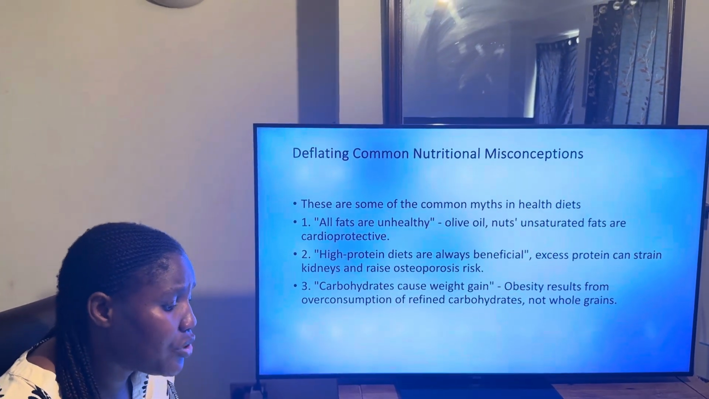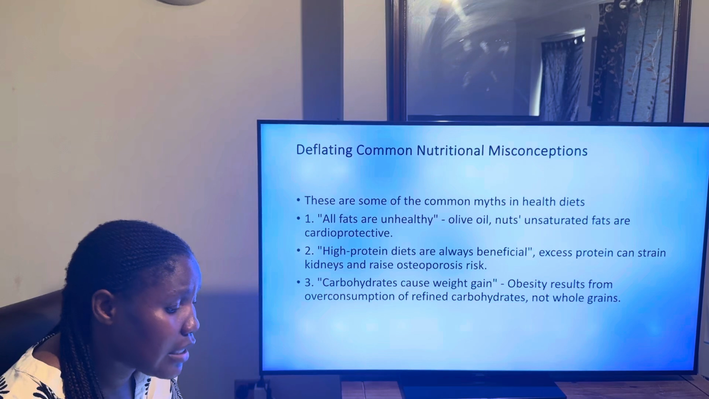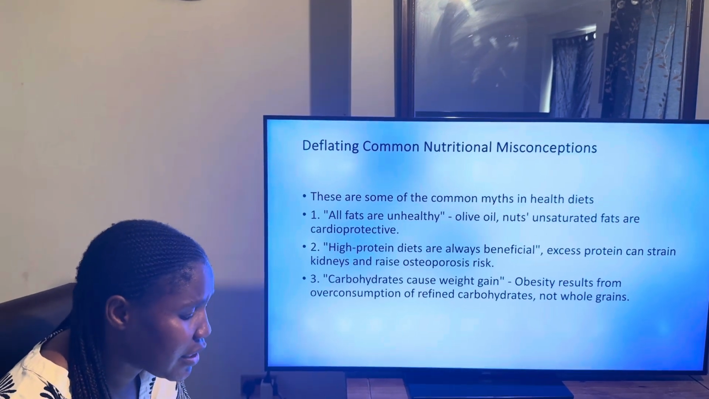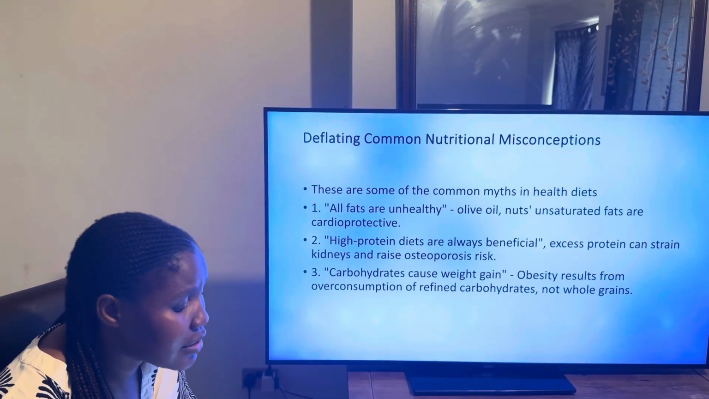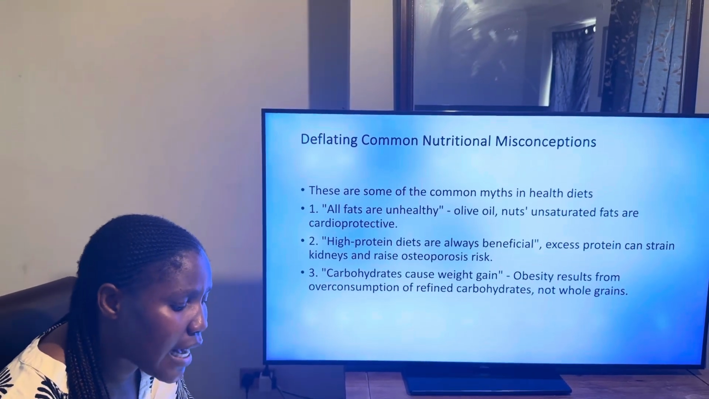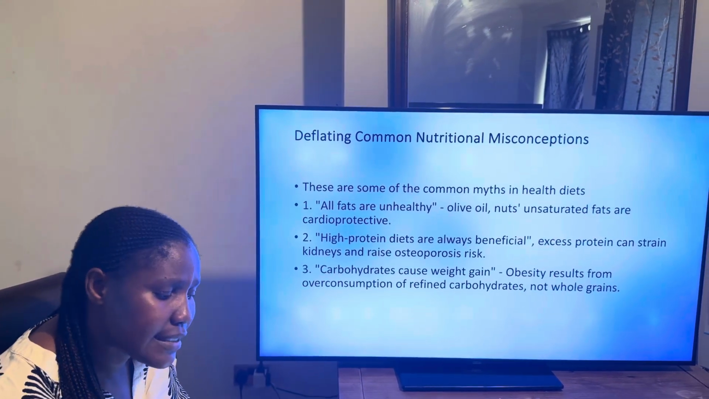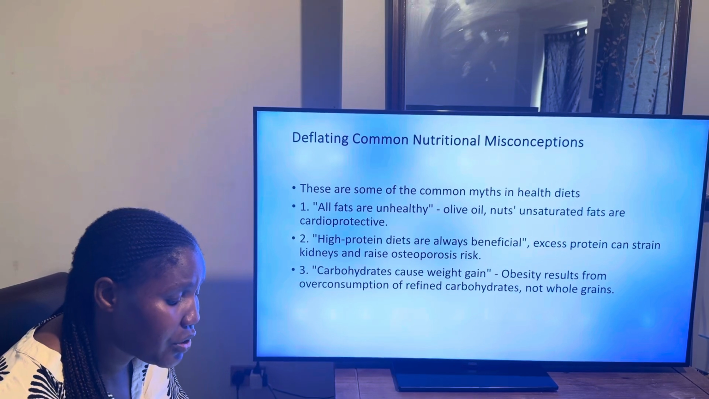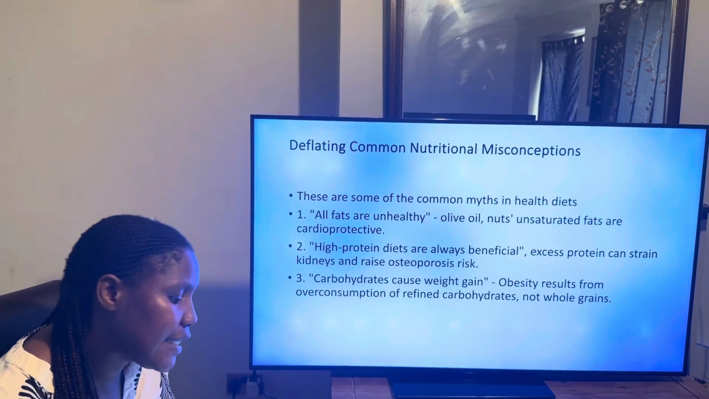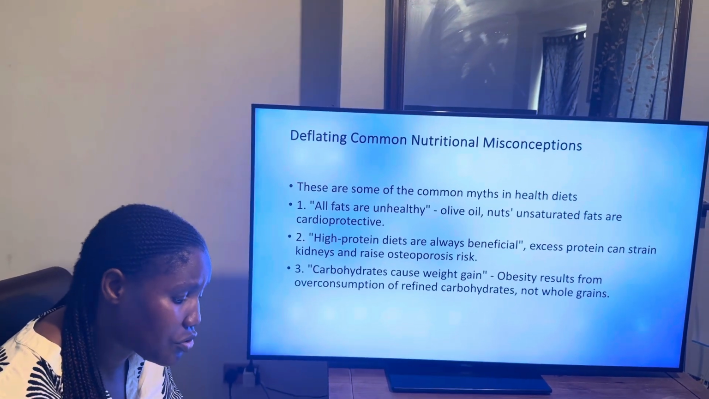In conclusion, we also have deflecting common nutritional misconceptions. All fats are unhealthy. This is not true. Olive oil, nuts, and unsaturated fats are cardioprotective. High protein diets are always beneficial, which is not true. Excess protein can strain kidneys and raise osteoporosis risk.